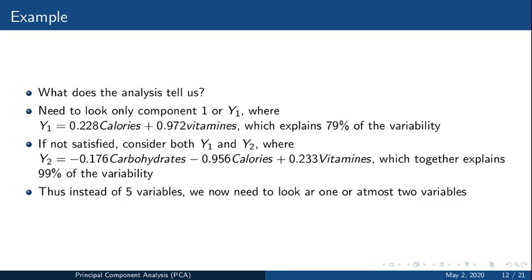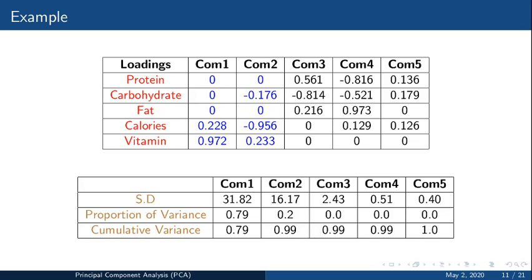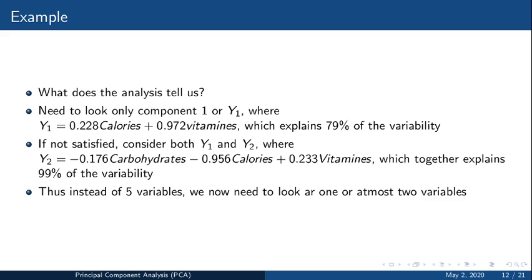Thus you are sure that instead of analyzing a cereal for all the 5 variables, that is protein, carbohydrate, fat, calories, vitamin, you need to look at 1 or at most 2 variables.